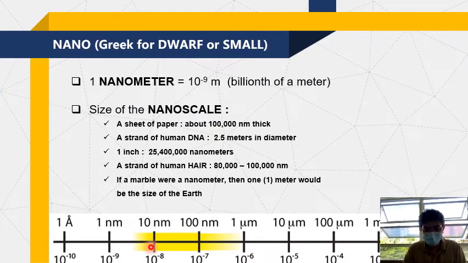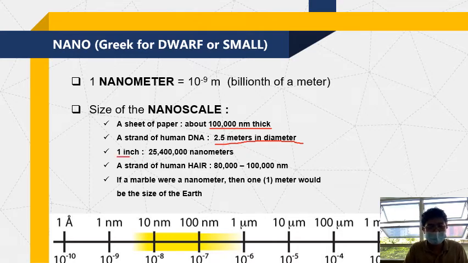Now, nanotechnology comes from the Greek word nano, which means small or dwarf. And 1 nanometer is equivalent to a billionth of a meter or 10 to the negative 9 meters. So if you compare that to the size of a sheet of paper, it's 100,000 nanometers thick. And you compare that to a strand of human DNA, it's 2.5 meters in diameter.